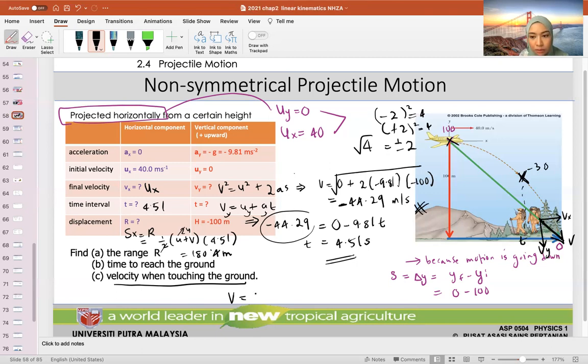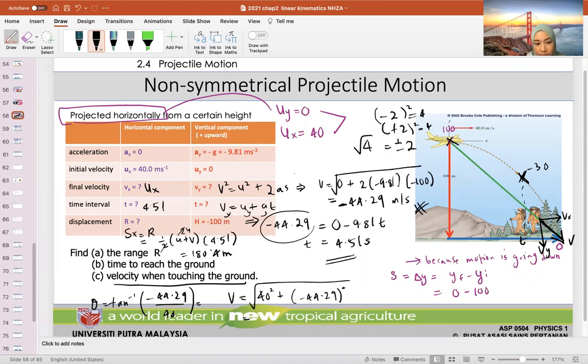So V is equal to Vx is 40 squared, plus minus 44.29 squared, square root the whole thing. Can someone calculate this for me? And the angle would be theta, inverse tangent of minus 44.29 over 40. I need the answer for this one as well. So what is the angle and what is the magnitude?